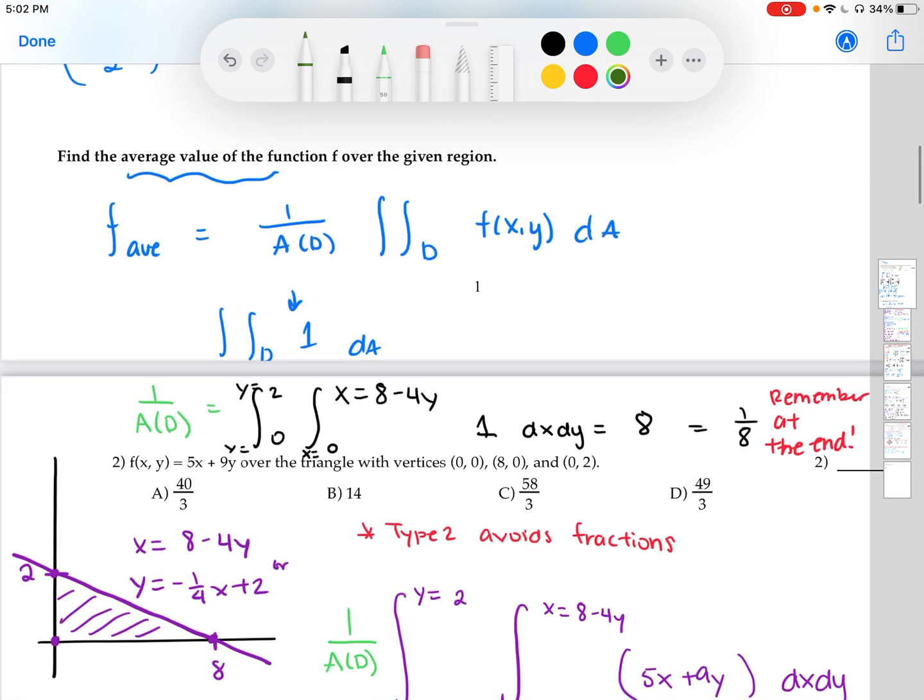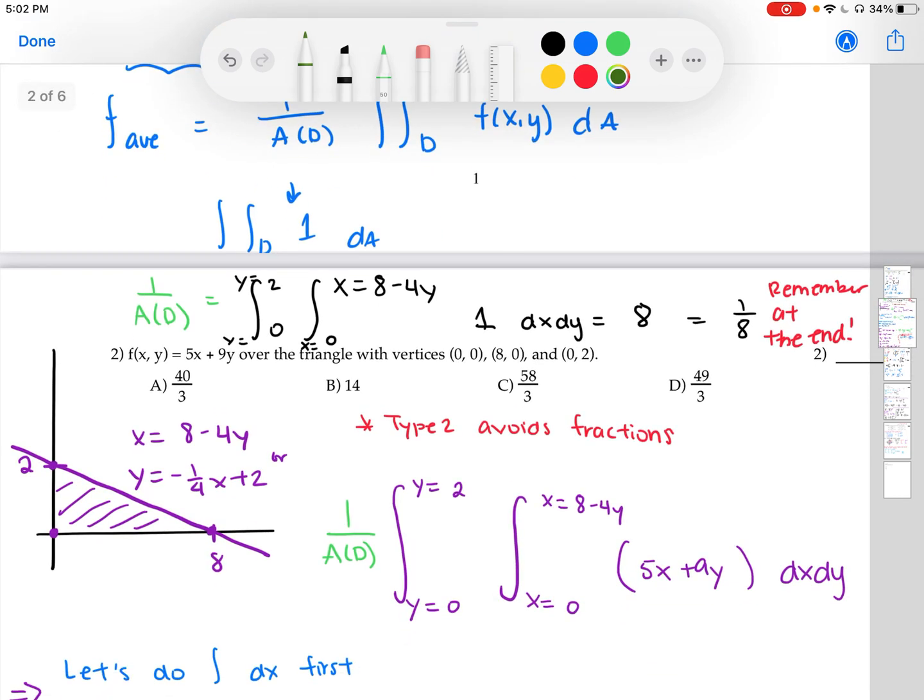Next, question 2. It reads, find the average value of the function f over the given region. f of x comma y is equal to 5x plus 9y over the triangle with the vertices 0, 0, 8, 0, and 0, 2. And here we have a picture. We have 0, 0, 0, 2, and 8, 0, and we see the enclosed triangular shape.